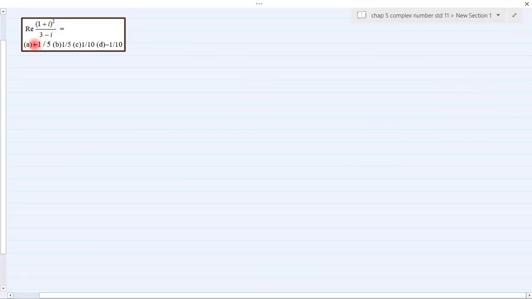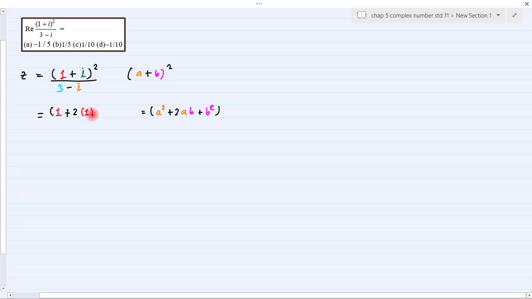In this question, you have to find the real part of (1 plus i) whole raised to 2 upon 3 minus i. So first of all, let's simplify our complex number. First of all, we have to simplify our numerator, which is in the form of (a plus b) the whole square, which can be expanded as a square plus 2ab plus b square. So our numerator will become 1 square plus 2 times a into b, which is 1 and i, plus b square, or we can say i square.